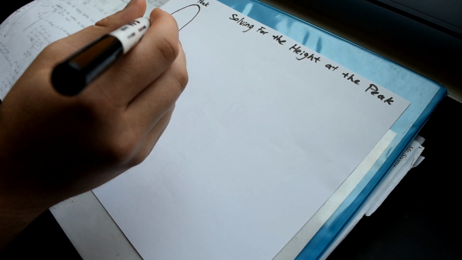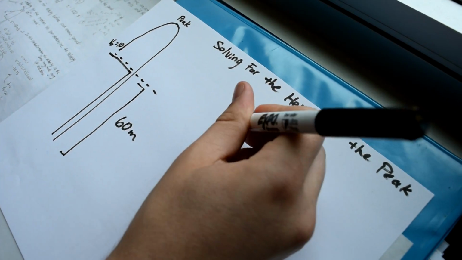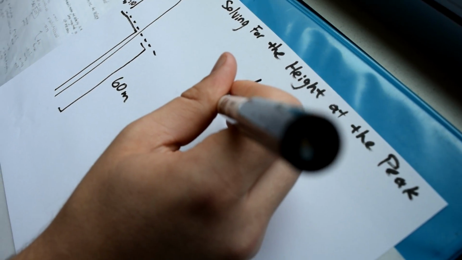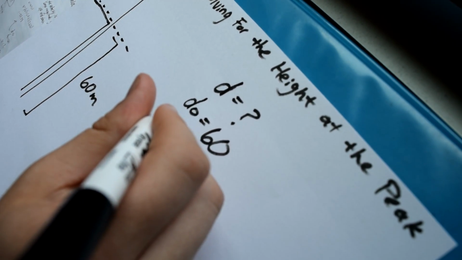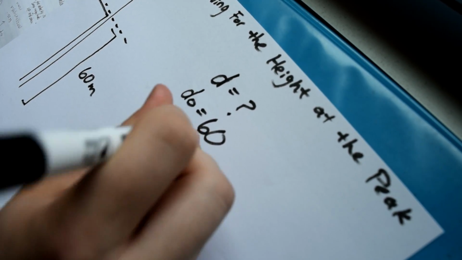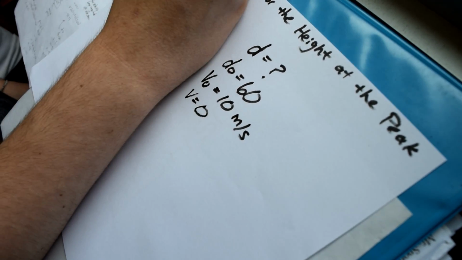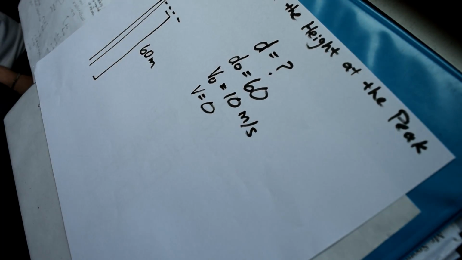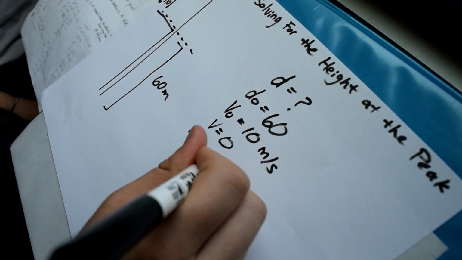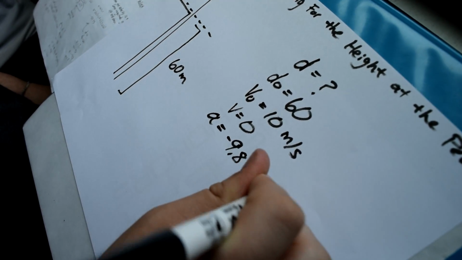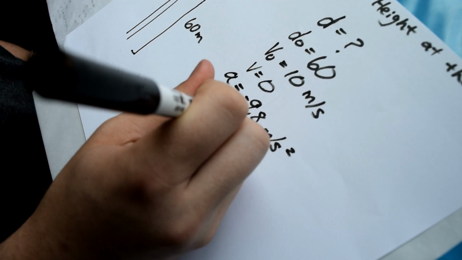So in this problem, we don't know the final distance. We know the initial is 60. The initial velocity is 10 meters per second. The final velocity at the peak is 0 in all cases. The acceleration is 9.8 due to gravity. And the time, we don't know.